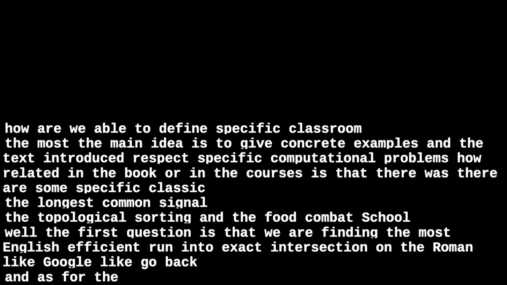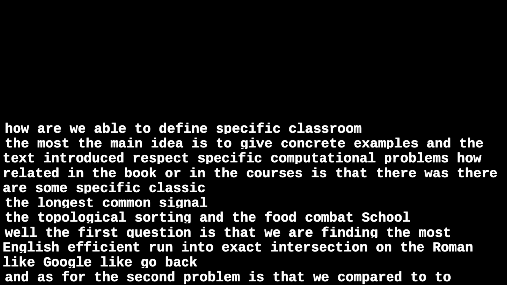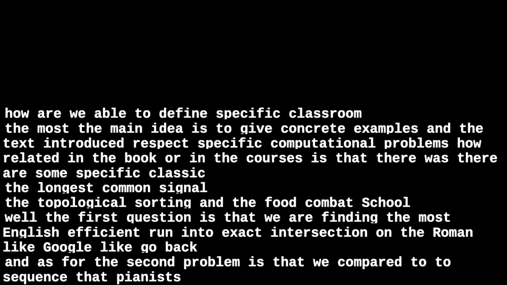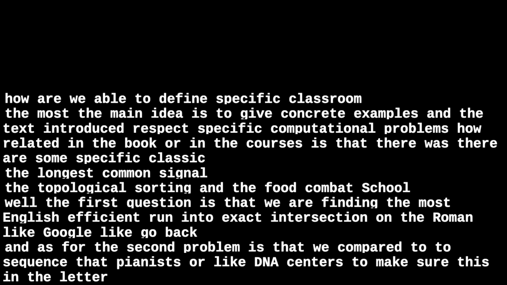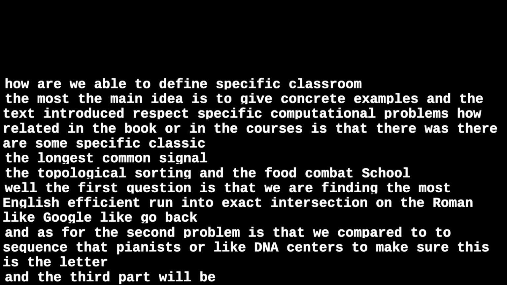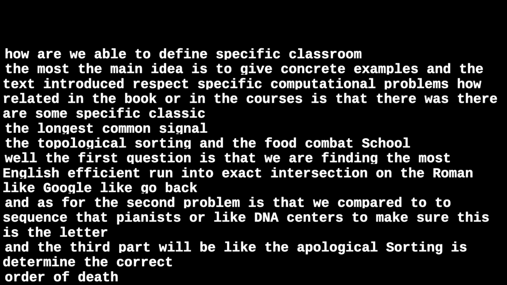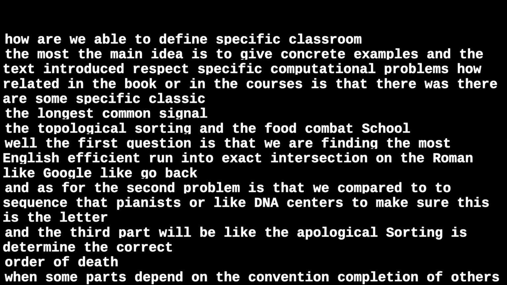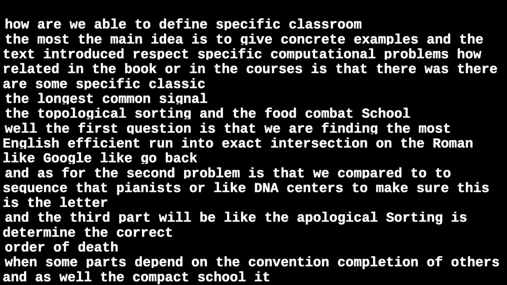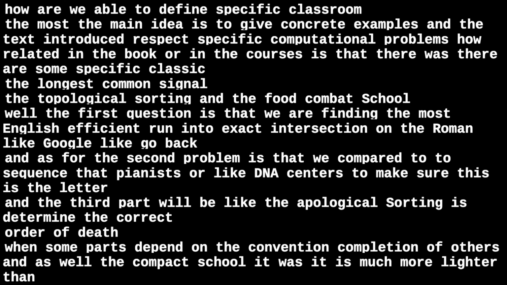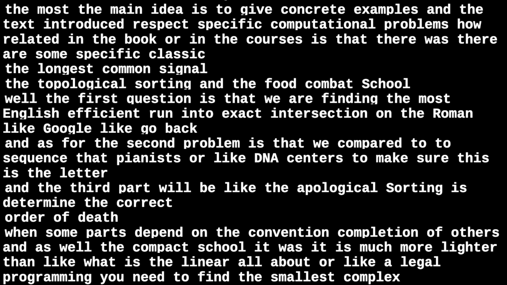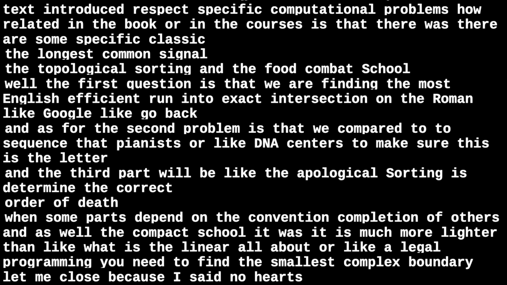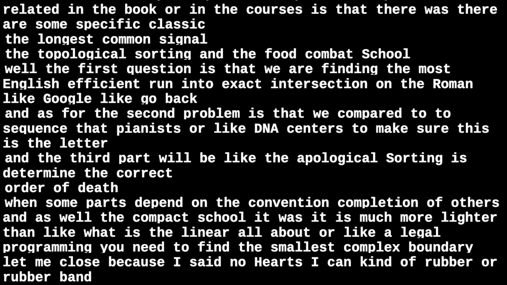As for the second problem, we compare two sequences, like DNA sequences, to measure the similarity. The third one, topological sorting, is to determine the correct order of tasks when some parts depend on the completion of others. And the convex hull is much more like what you see in linear algebra or linear programming. You need to find the smallest convex boundary that encloses a set of points, like a rubber band around nails.